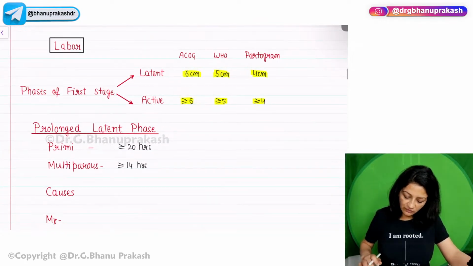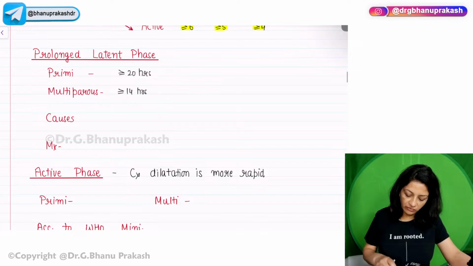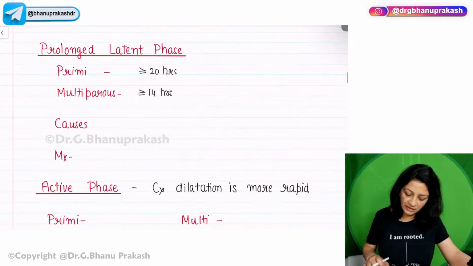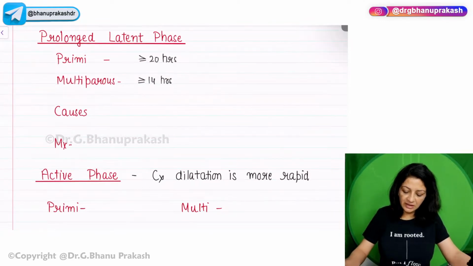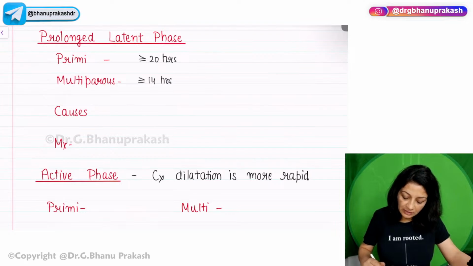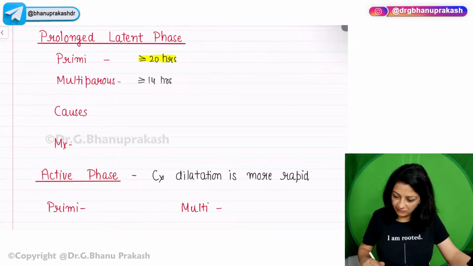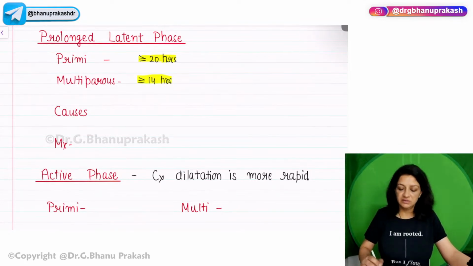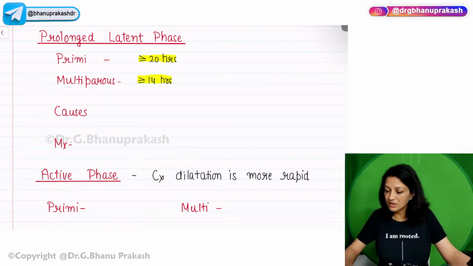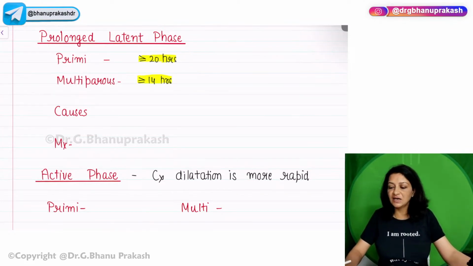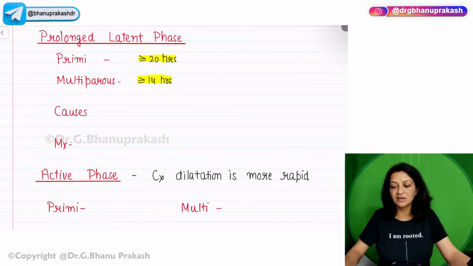Okay, so first we will discuss the prolonged latent phase. In primigravida, if the latent phase is more than or equal to 20 hours and in multigravida more than or equal to 14 hours. And average latent phase is 12 hours for primi, and for multi it is 8 hours.